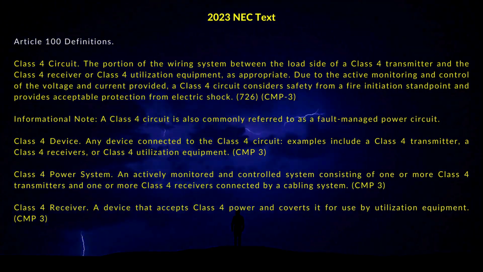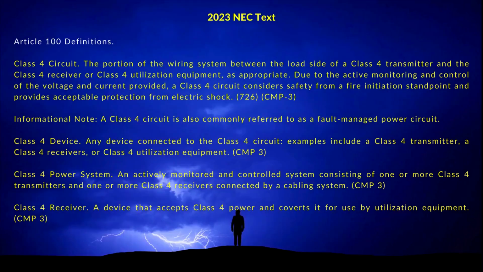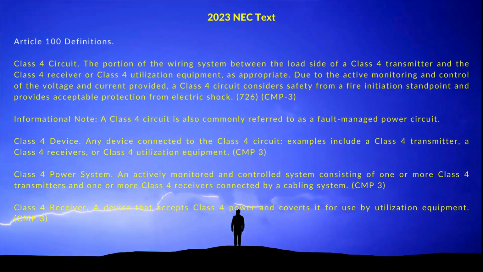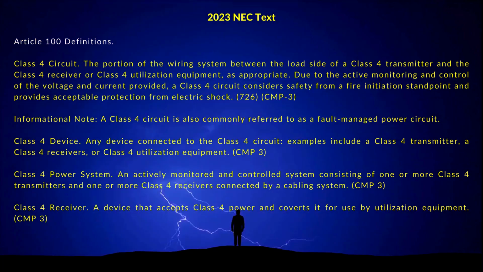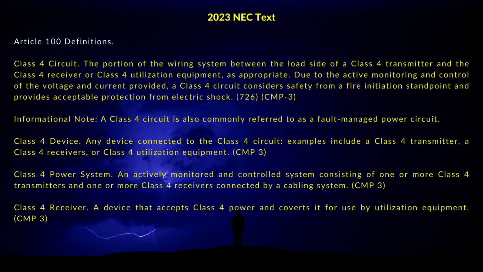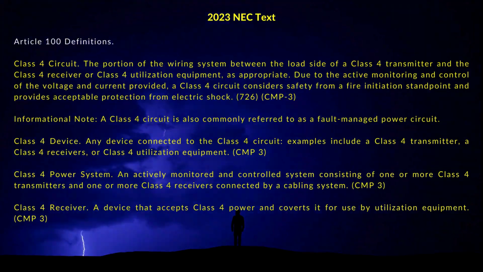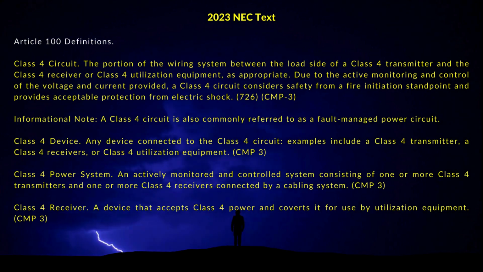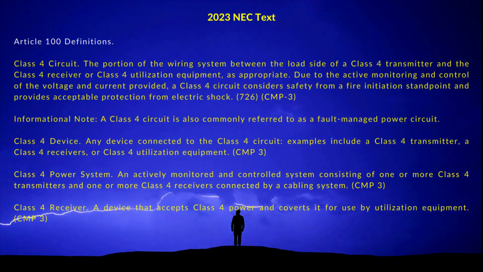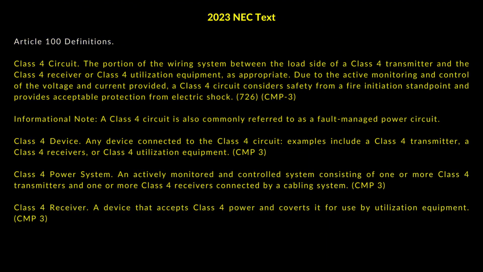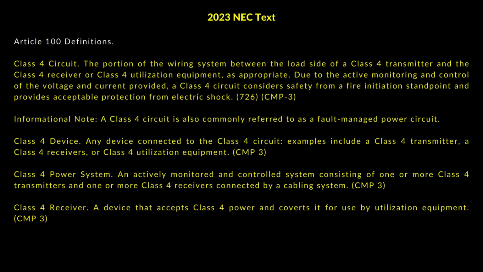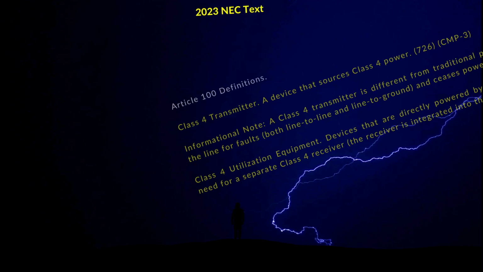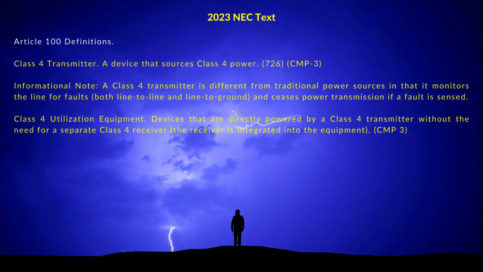The informational note states that a Class 4 circuit is also commonly referred to as a fault-managed power circuit. A Class 4 device is any device connected to the Class 4 circuit. Examples include a Class 4 transmitter, a Class 4 receiver, or Class 4 utilization equipment. A Class 4 power system is an actively monitored and controlled system consisting of one or more Class 4 transmitters and one or more Class 4 receivers, connected by a cabling system. A Class 4 receiver is a device that accepts Class 4 power and converts it for use by utilization equipment. A Class 4 transmitter is a device that sources Class 4 power.